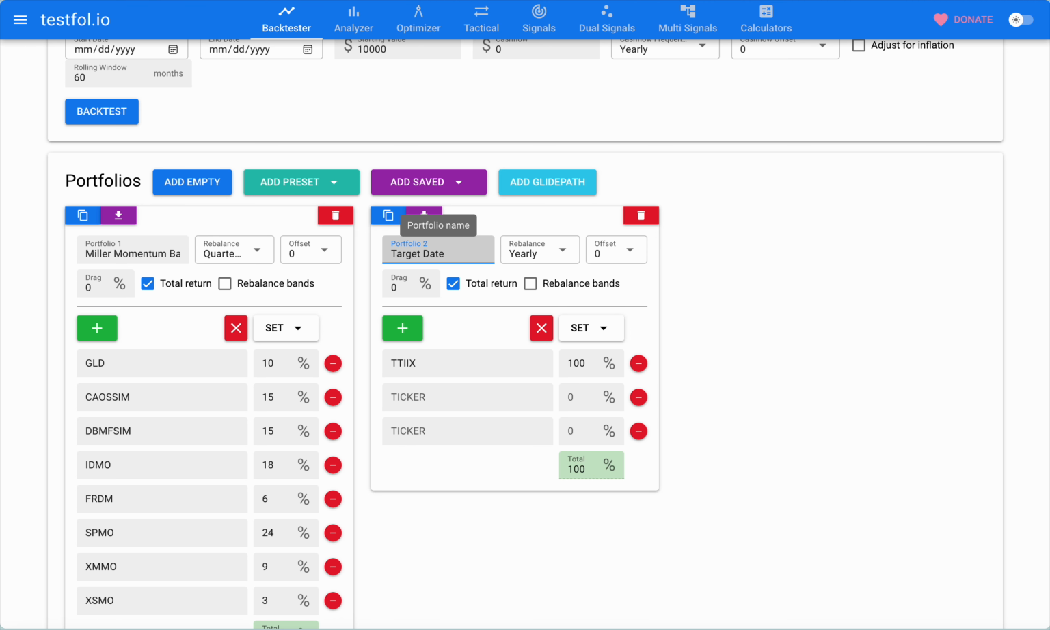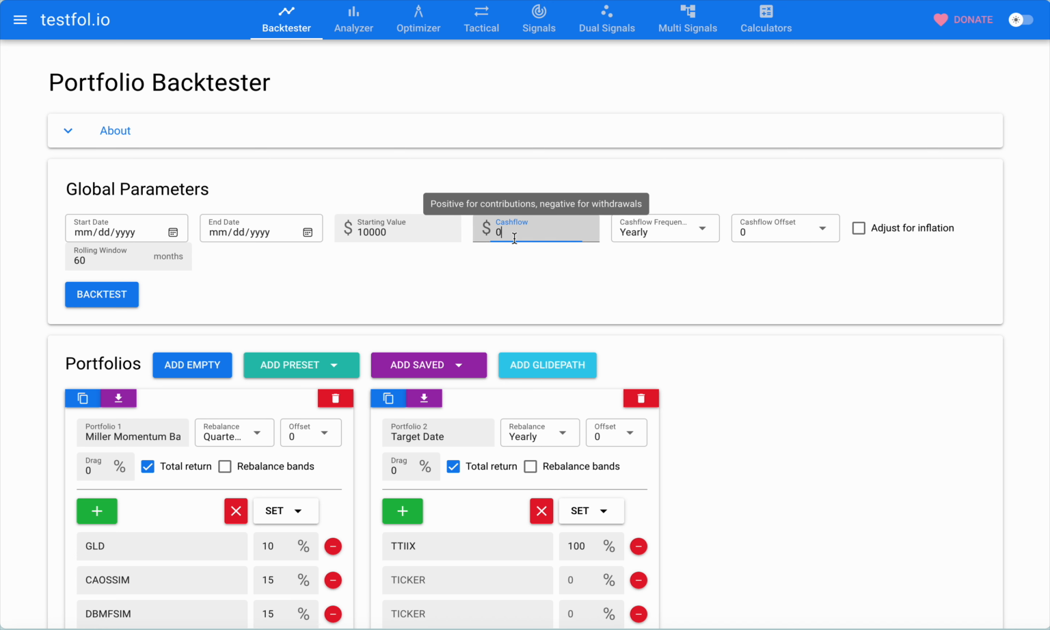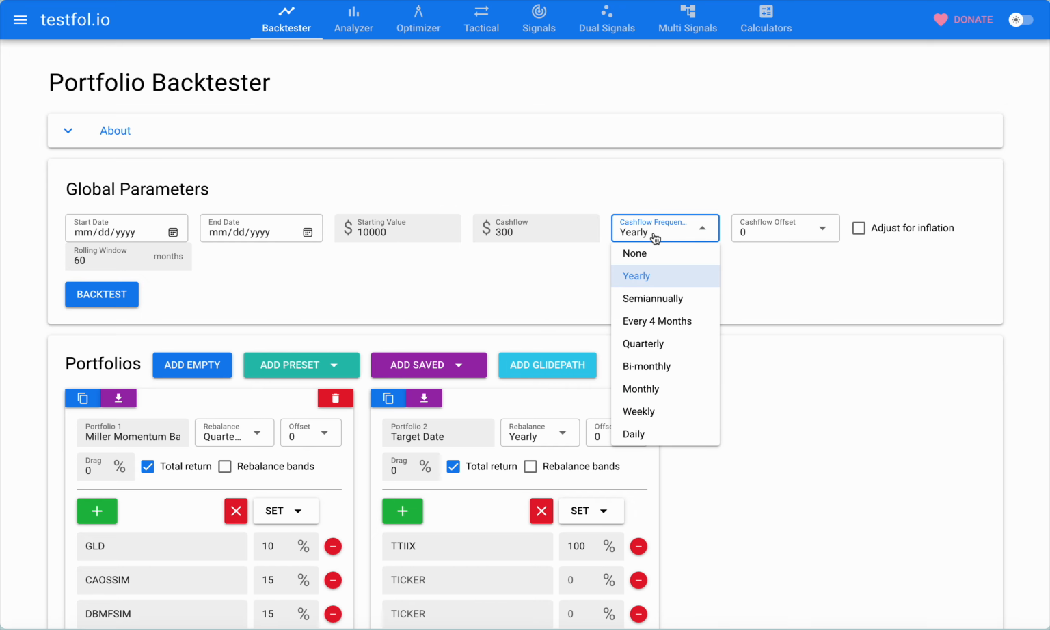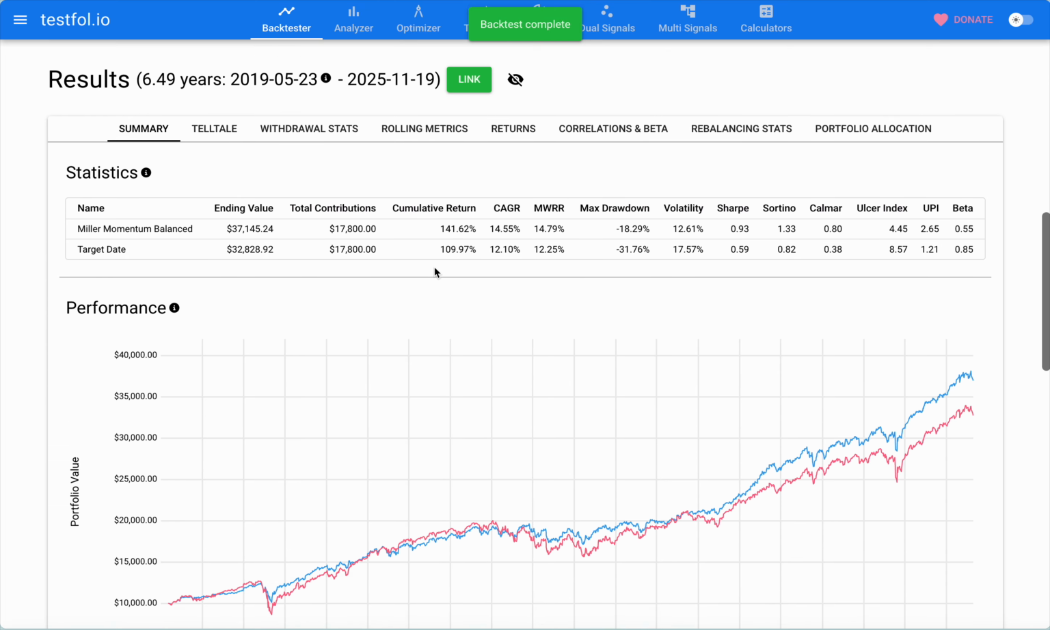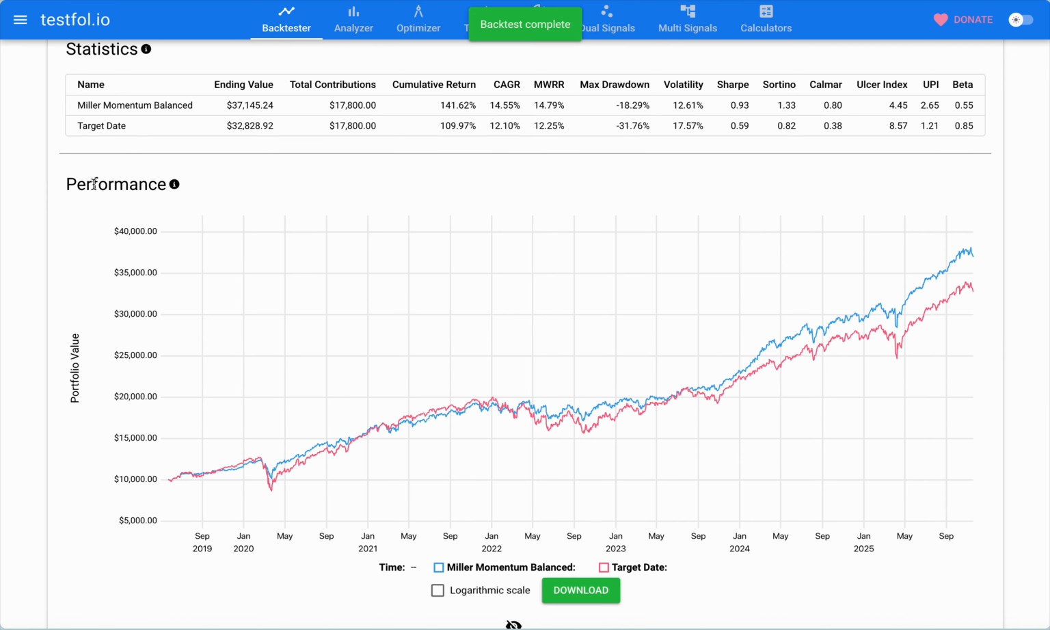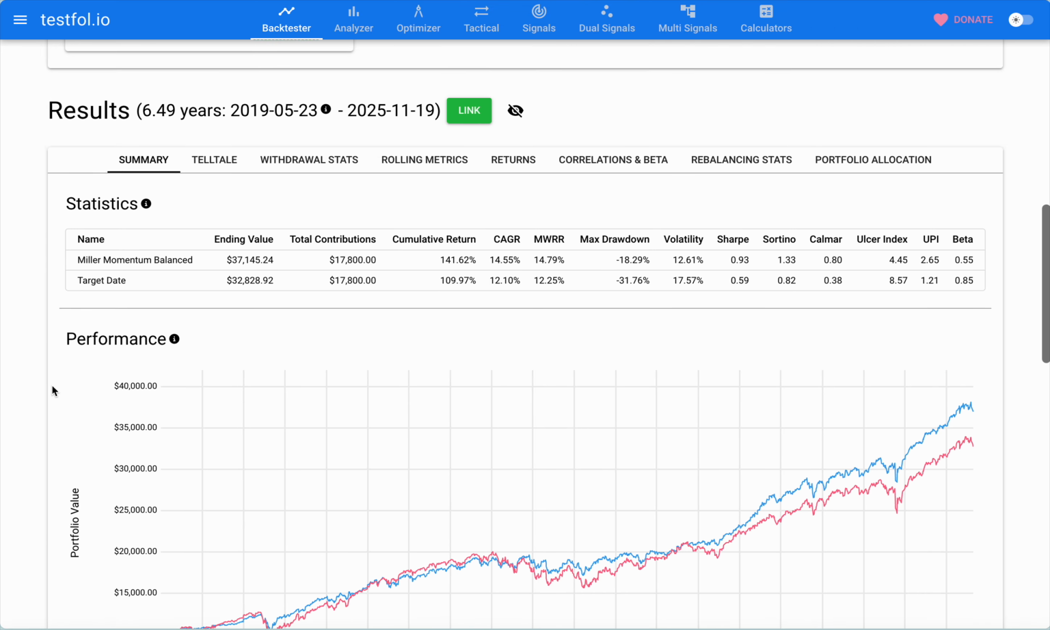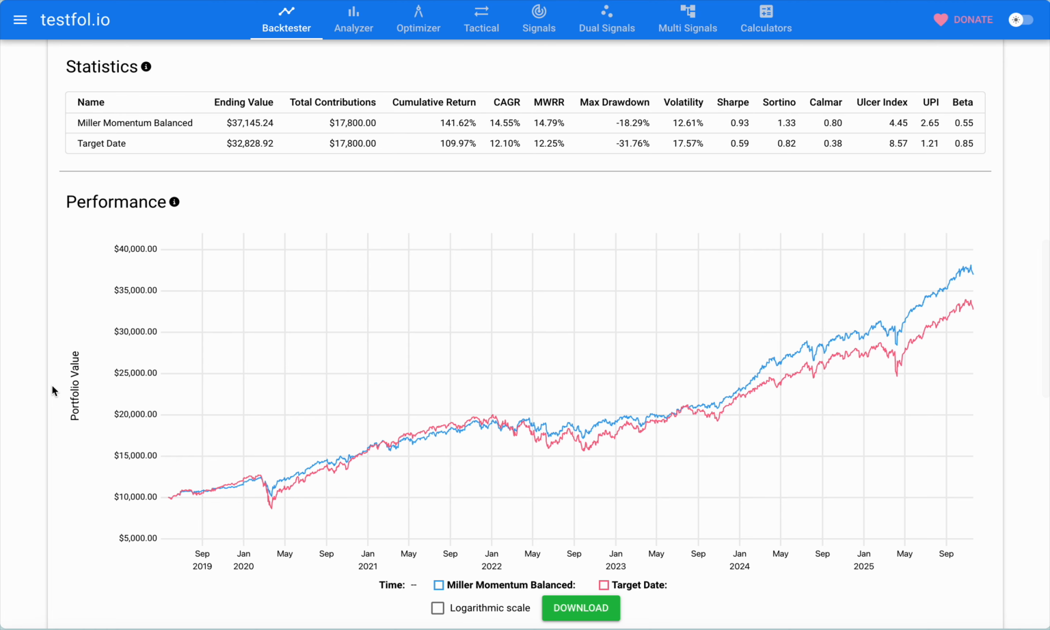And let's assume that you're starting with $10,000 and you're putting in maybe $300 quarterly. So that would be $100 a month. So going back about 7 years, you can see that the balanced allocation for Miller Momentum very much outperforms the target date fund.